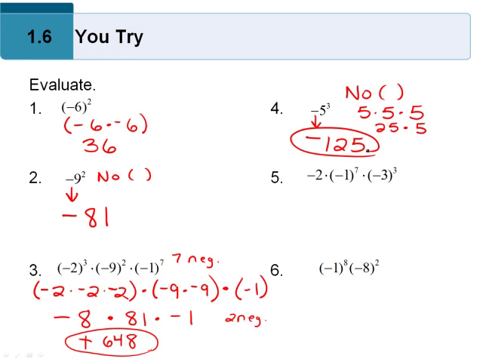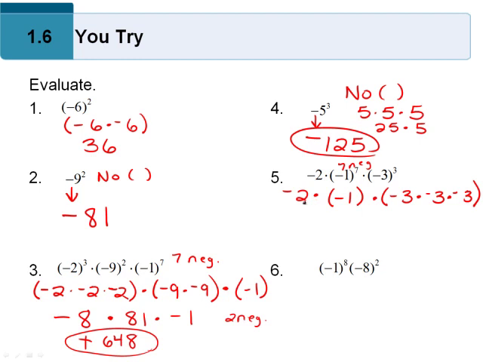All right, number 5. We have negative 2. Then we have negative 1 to the 7th power. So that's 7 negatives, which would be a negative answer. Okay, so that's going to be negative 1, because we multiplied that 7 times. And then negative 3 to the 3rd, I'm going to write that out. Negative 3 3 times.